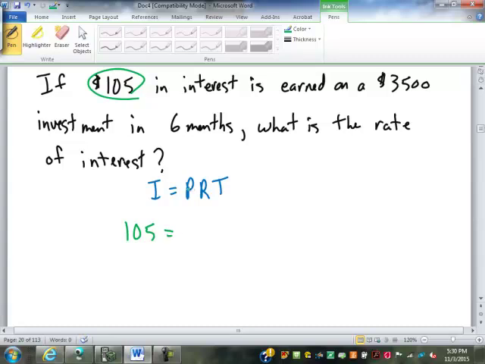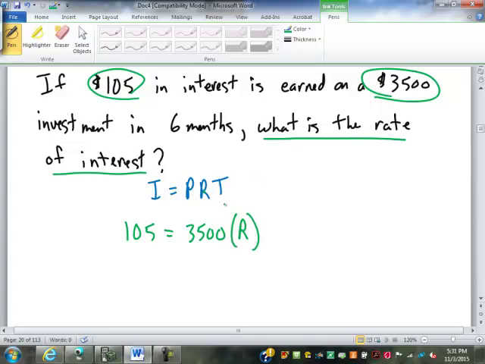Do we know P, the principal, the dollar amount of the principal? That is 3,500. Do we know R? What is the rate of interest? R is what we are looking for. And T is the time, that's 6 months. Now our time must always be listed in years. So 6 months becomes 6/12.